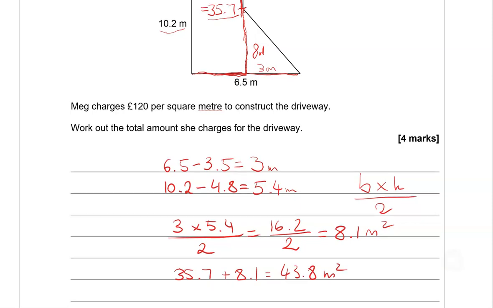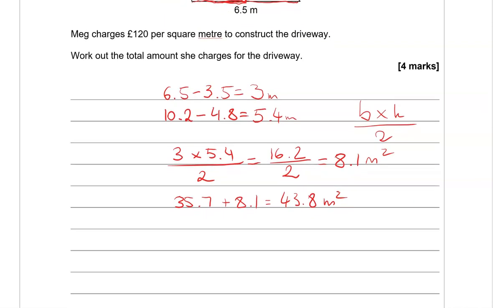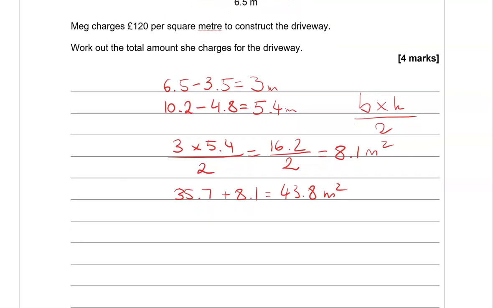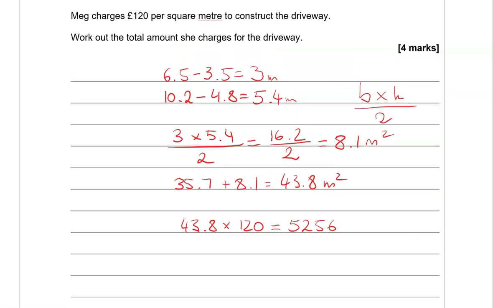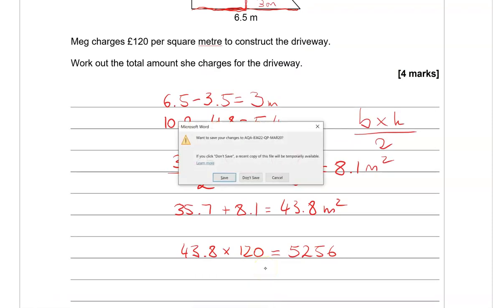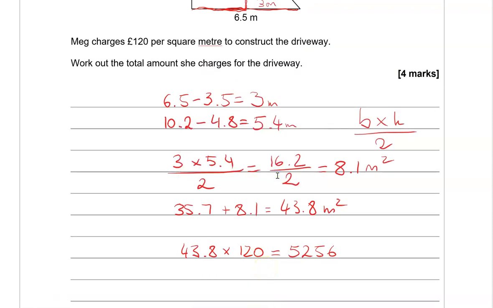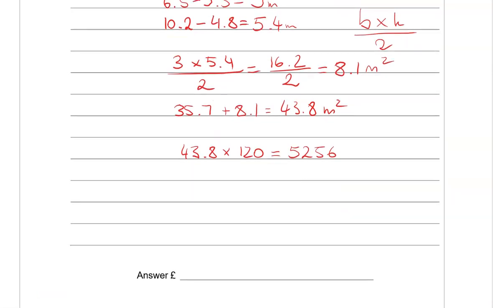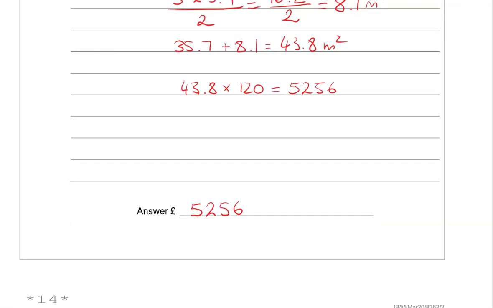Now Meg charges £120 per square meter. So we're going to multiply this by 120. So 43.8 times 120 gives us 5,256. And that is pounds, because 120 was pounds as well. And that's the answer.